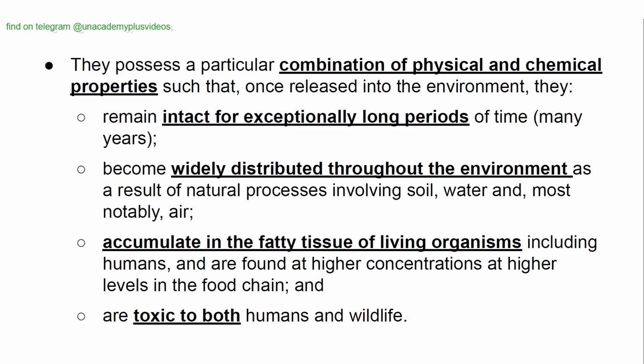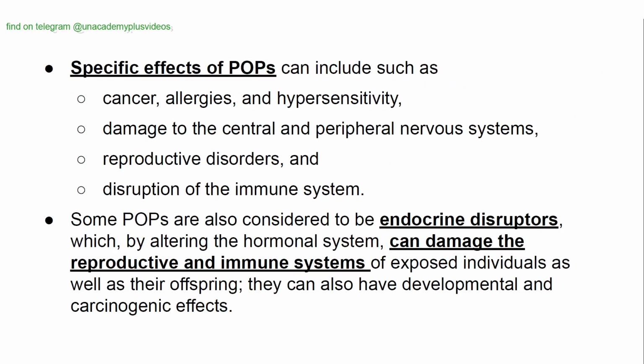They possess a particular combination of physical and chemical properties such that once released in the environment, they remain intact for exceptionally long periods of time, many years. They become widely distributed throughout the environment as a result of natural processes involving soil, water, and most notably air. They accumulate in the fatty tissue of living organisms, including humans, and are found at higher concentrations at higher levels in the food chain and are toxic to both humans and wildlife.